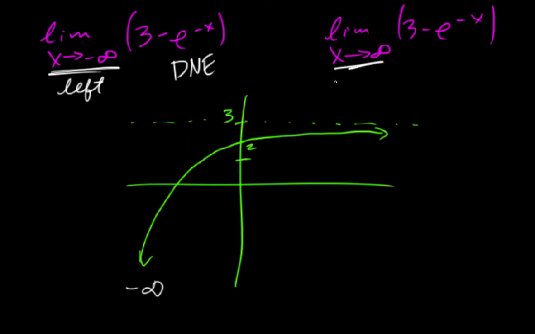Now this one is saying, as we go to the right, so as we're traveling this way, we are bound by 3, and so the limit is equal to 3.